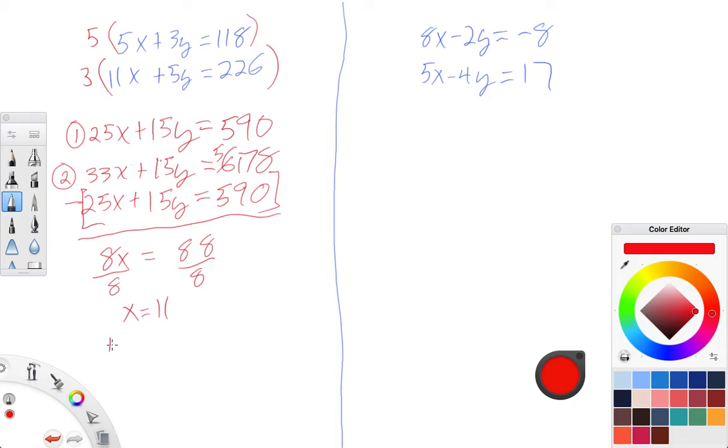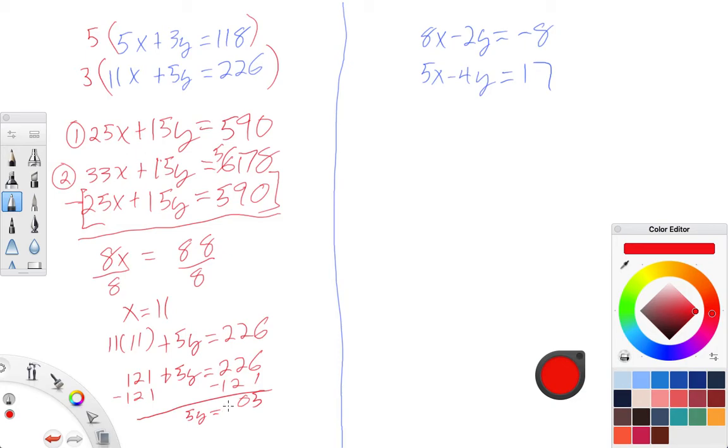11 times 11 plus 5y equals 226. 11 times 11 is 121 plus 5y equals 226, minus 121 from both sides, and 5y equals 105, which is, divide both sides by 5, and y equals 21. So our solution for this one is 11, 21.